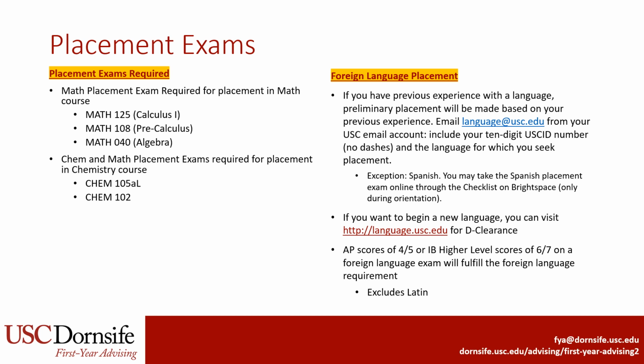If you're not satisfying the foreign language requirement in any of these ways, you will need to take the foreign language courses. If you have previous experience with a language, you may contact the Language Center for placement for your first semester. The exception would be Spanish, which requires a placement exam that can be accessed on Brightspace only during orientation. If you want to start a new language at level 1, you may request clearance for level 1 of the language. Please note that the Language Center will confirm you do not have any academic experience in the language you are requesting level 1 clearance for.